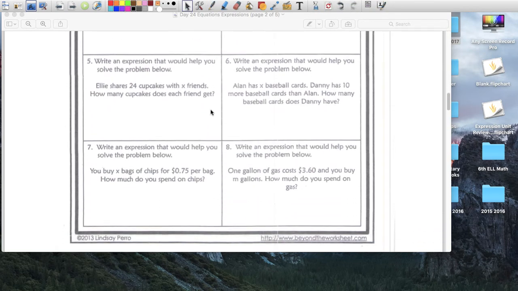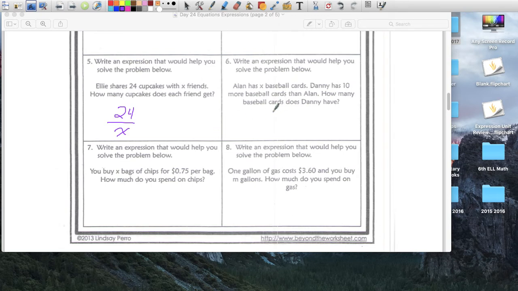Write an expression that will help you solve the problem. Expression. Okay, it's not an equation. It doesn't have an equal sign. Elise shares 24 cakes with x people. How many cakes does each get? So here's an expression: 24 divided by x. That would be my expression.